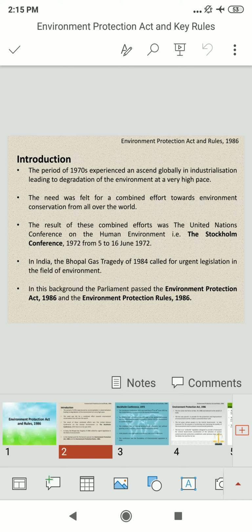In India, as you know very well, the Bhopal gas tragedy happened in 1984, which called for urgent legislation in the field of environment. In this background, the Parliament passed the Environment Protection Act 1986, and the Environment Protection Rules were established in 1986.